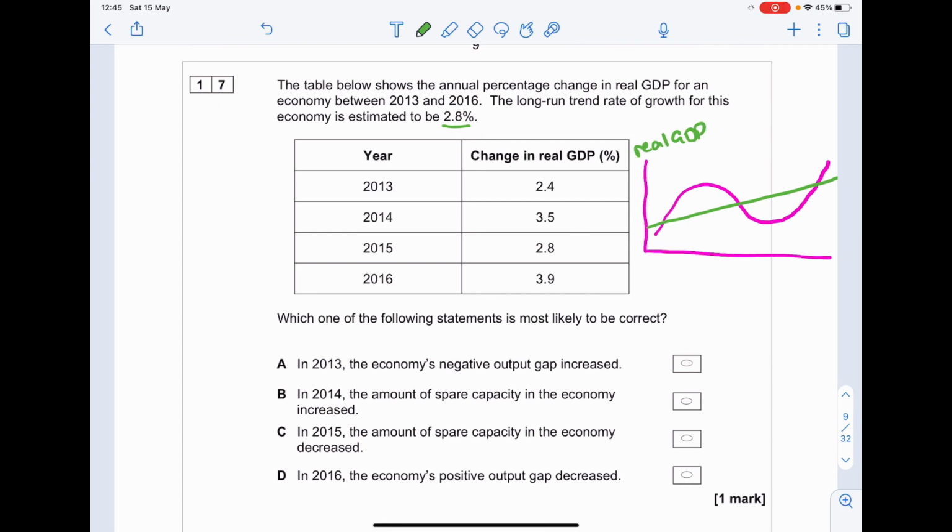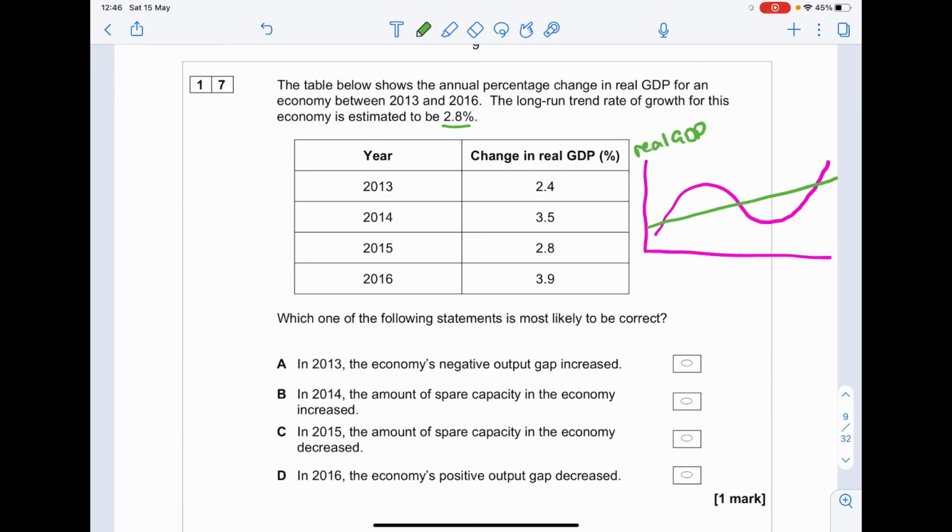So each year it's growing by 2.8%. So that's not a straight line. It's not a straight horizontal line, because on the axis it's real GDP, it's not percentage change. So we're expecting it to be 2.8%. Which of the following statements is correct?